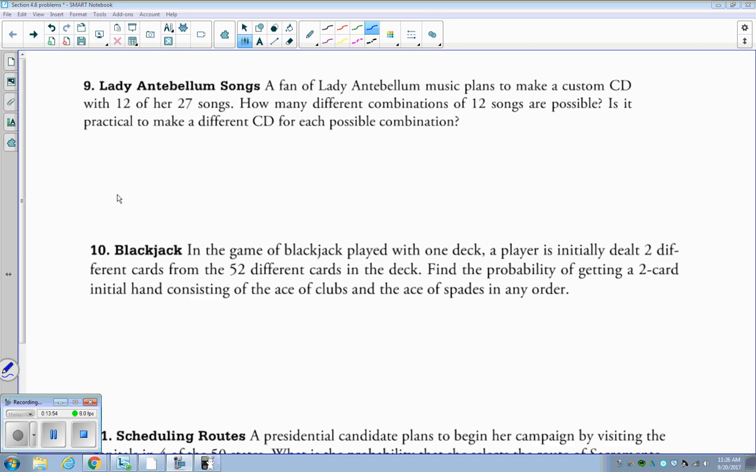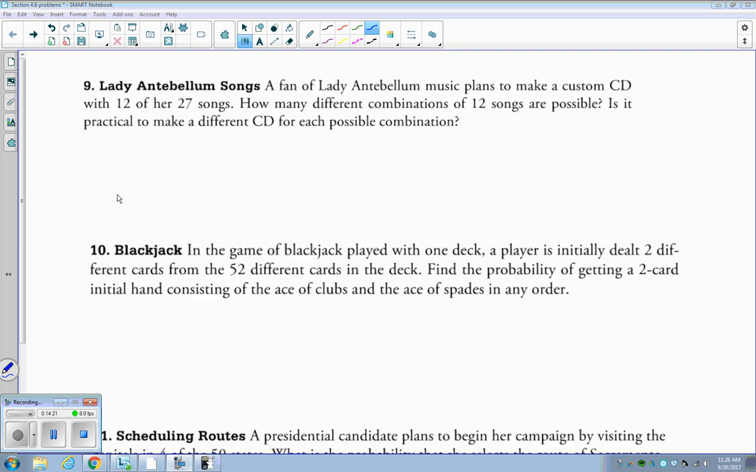Okay, so the first one, Lady Antebellum songs. A fan of Lady Antebellum plans to make a custom CD with 12 of her 27 songs. How many different combinations of 12 songs are possible? And would it be practical to make a different CD for each possible combination?